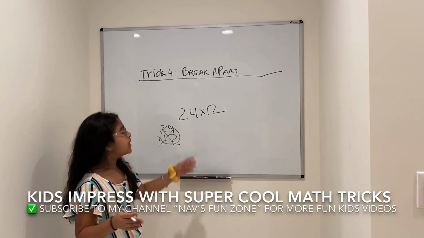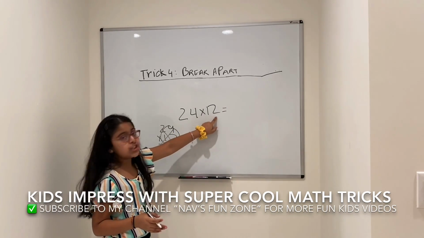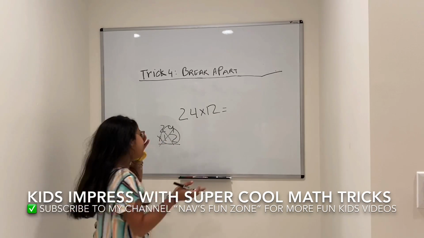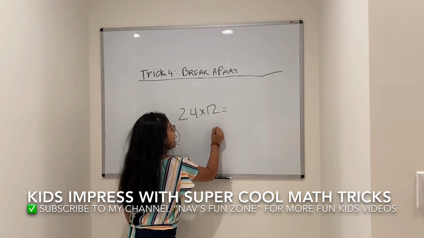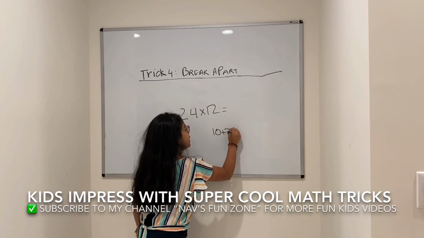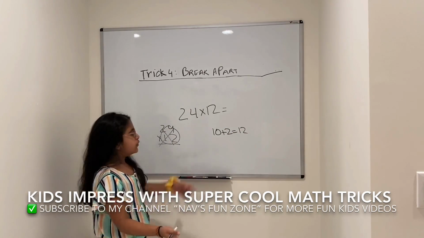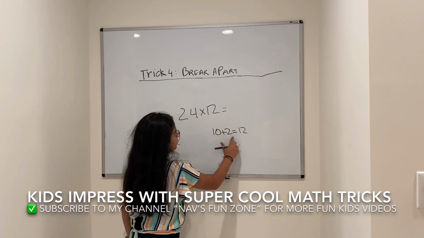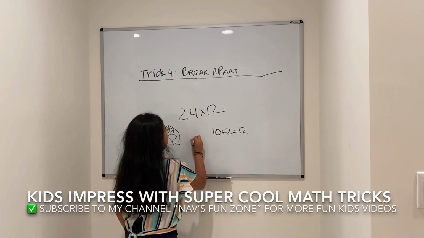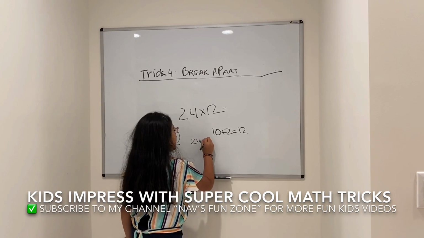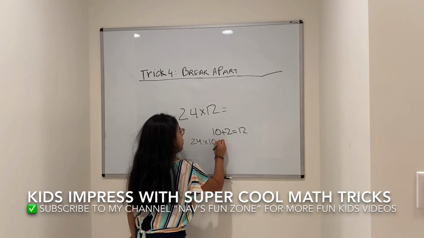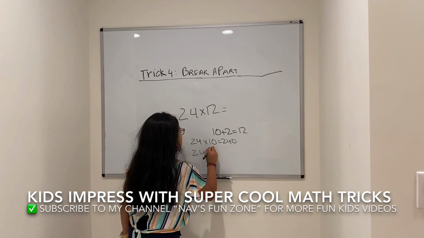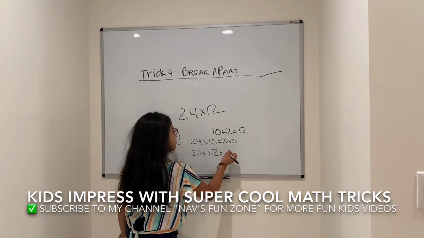What you can do is you can break apart the smallest number. So you can break apart 12. And what I mean by that is you can do 10 plus 2 equals 12. So you can break 12 apart into 10 and 2. So what you'll do is you'll do 24 times 10 equals 240. And then you do 24 times 2 equals 48.